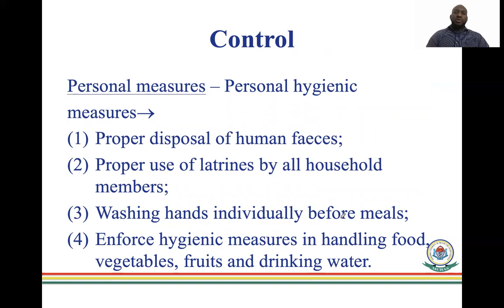Make sure that you use the toilet. Ensure proper disposal of feces, proper use of latrines by all household members, and hand washing before and after meals so that you don't eat feces, but also hygienic measures in handling food and vegetables. There are people who buy vegetables in places where the water used is also water from the toilet. This is risky, so you need to make sure you cook your vegetables well, you wash your fruits before eating them, and boil the drinking water.